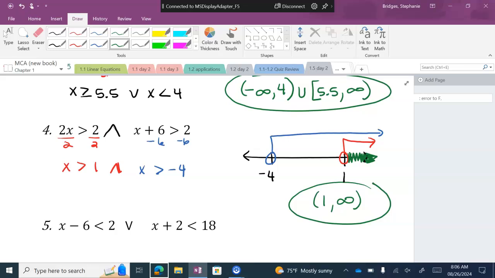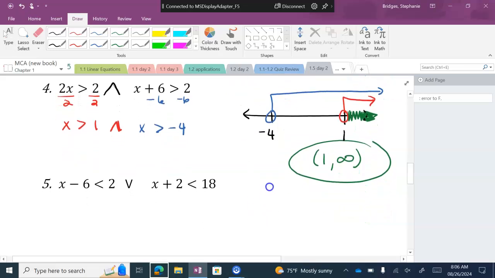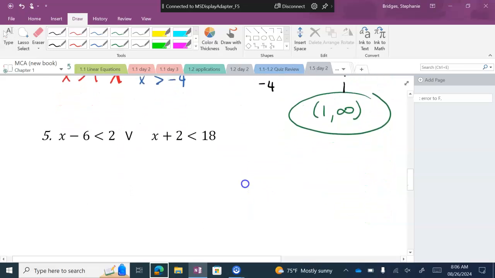Okay, go ahead and start with 5. This is going to be another special case. This is an OR special case. We have a couple of different types of special cases that we run across.